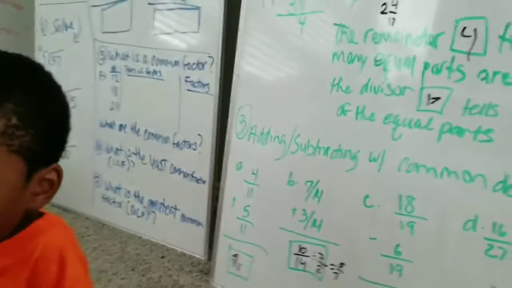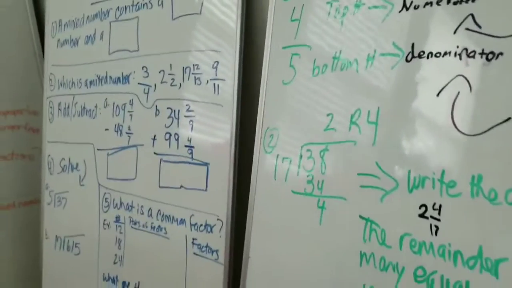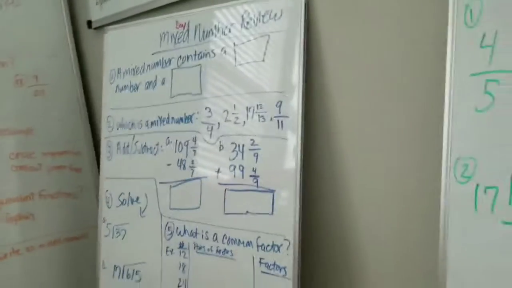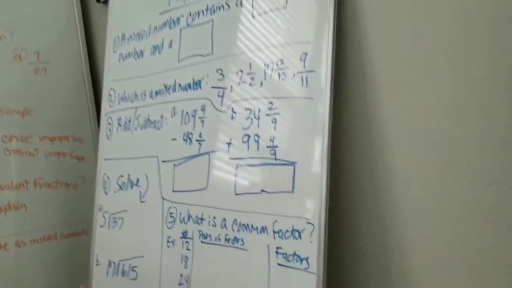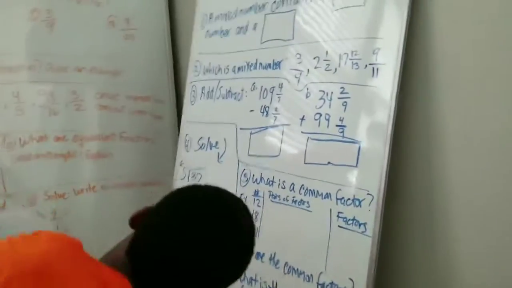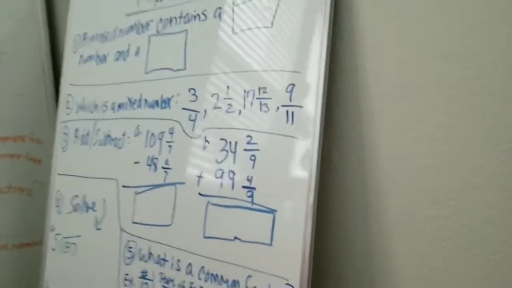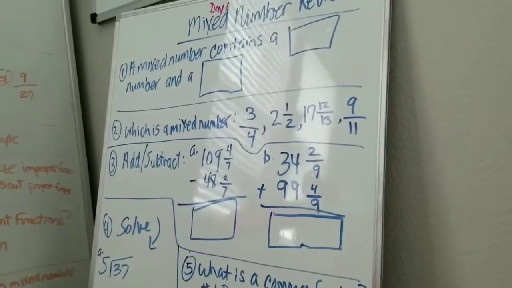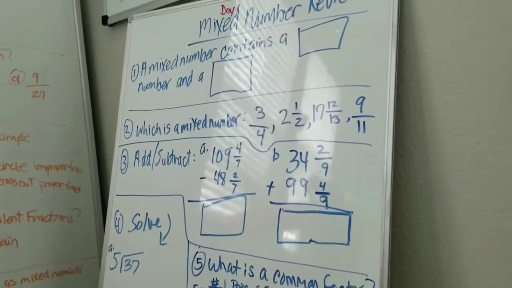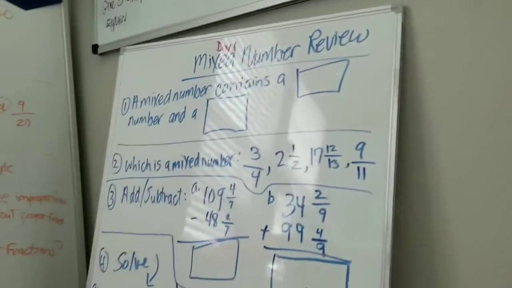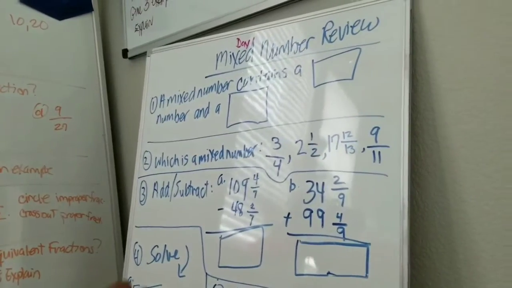Awesome. Let's go to the next board. So you did this board in like 5 minutes. Excellent job. So let's go ahead and do the next board, a review. This one? Yep. So a mixed number contains a blank number and a blank. A whole number. Excellent.